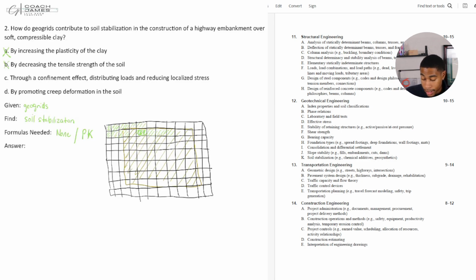And we want to stabilize the soil, right? So through a confinement effect, distributing loads and reducing localized stress. Okay, so yes, we're confining our soils. We're evenly distributing the loads, or helping distribute the loads a little bit better, and reducing the localized stress. So yes.